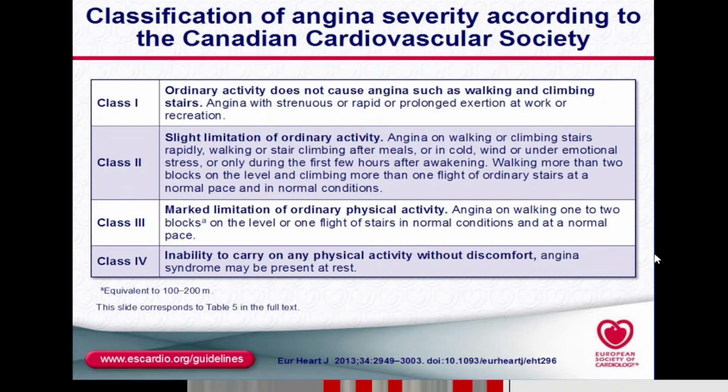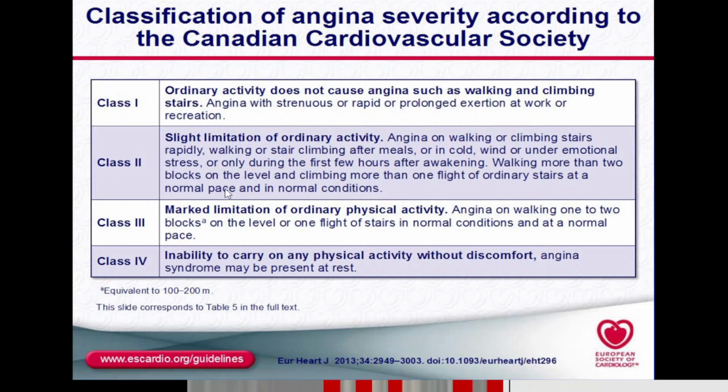We traditionally use the classification of angina severity. We use the Canadian Cardiovascular Society classification. It divides the severity of angina into four classes. Class 1, when ordinary activity does not cause angina, such as walking and climbing stairs, and angina occurs with strenuous or rapid or prolonged exertion at work or recreation.